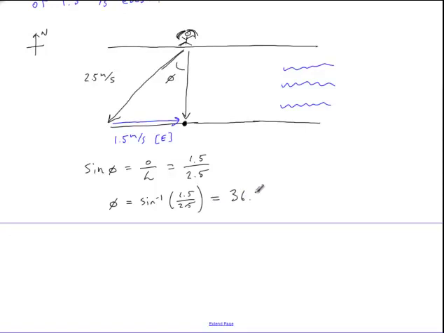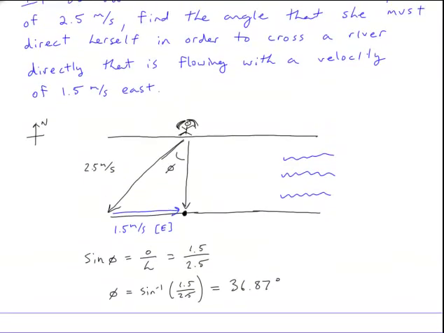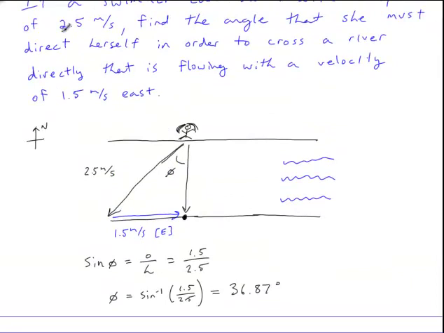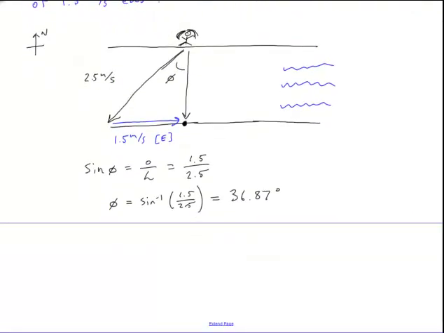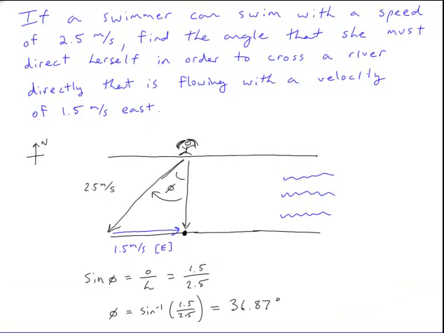Equals 36.87 degrees. Two significant figures. We're going to use 2 again. So we're going to say that the angle has to be 37 degrees that she's going to point herself in. However, what is that? She is going this direction from here, okay? So she has to point herself west of south for this to work. 37 degrees west of south.